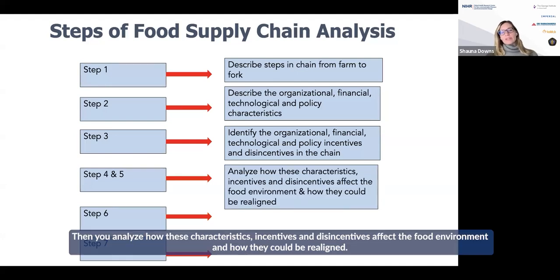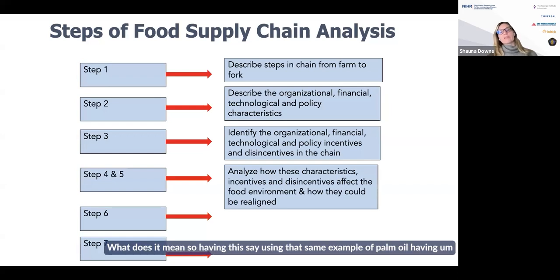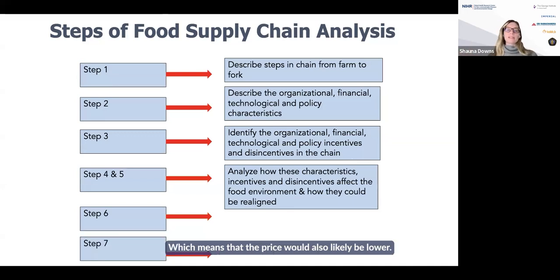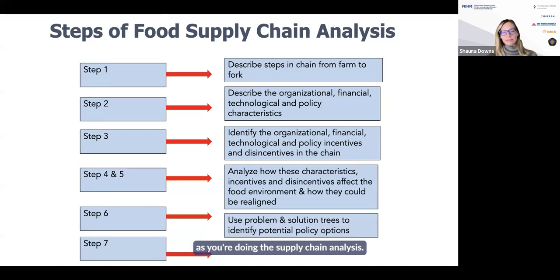Then you analyze how these characteristics, incentives and disincentives affect the food environment and how they could be realigned. So you want to see what does it mean? So using that same example of palm oil, having the incentive of having a processor that's right there means that there will be less lost, right? Because they're able to process right away, so they're not going to lose as much of the palm oil. And then that means that the supply would likely be higher, which means that the price would also likely be lower. And so those are the kinds of things that you think through as you're doing the supply chain analysis.